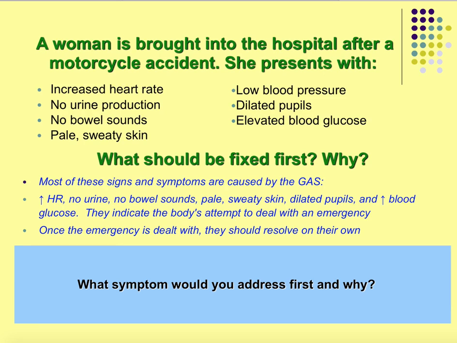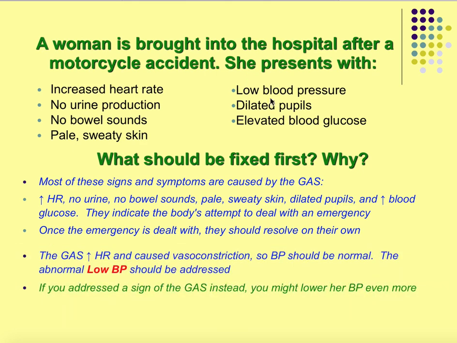Well, if you take a look at her signs and symptoms, a lot of them are related to the GAS. So remember, the GAS is the sympathetic. So think about what happens when the sympathetic is turned on. You're going to have high heart rate. You're going to vasoconstrict blood vessels, so no urine is produced, no bowel sounds. You'll have pale, sweaty skin. Low blood pressure, well, let's think about that a little bit before we move on. Dilated pupils, elevated blood glucose, all of these other signs are related to the GAS, but that low blood pressure is not. So the symptom that you want to address first is that low blood pressure.